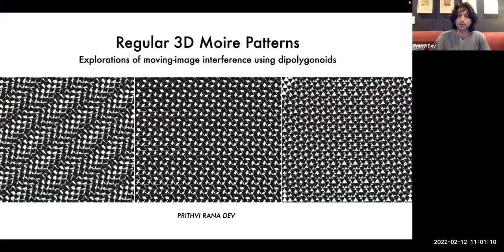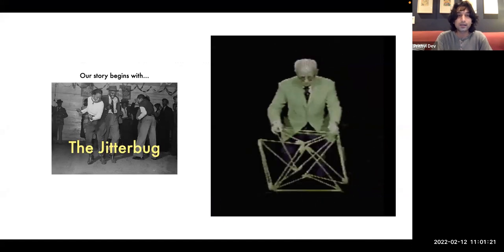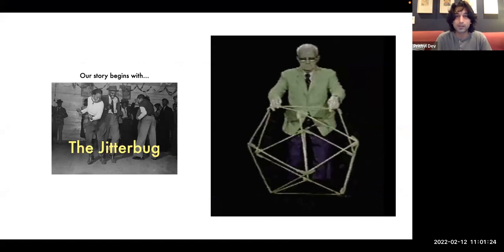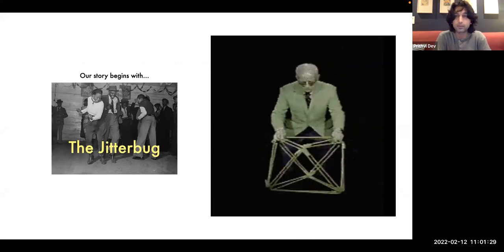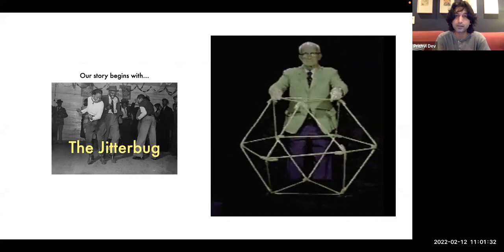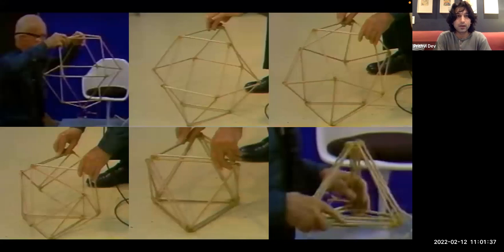Okay, there we go. So I'm sure everybody knows, but our story begins with the jitterbug. That's Bucky with the jitterbug, and it was inspired by this dance from the 1930s. From what I understand about the jitterbug, within its motion is contained at least four of the Platonic solids. In the fully expanded state, it has the cuboctahedron, and as it contracts you see the icosahedron, the octahedron, and when it's completely folded, you see the tetrahedron.